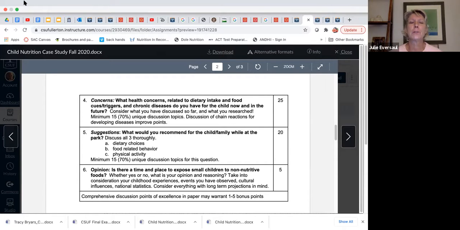Okay, so concerns, again, minimum of 15. That is discussion topics, folks. There are 15 different concerns minimum that you can have. The more effort you apply, like connecting her dietary choices to metabolic risk factors, that's your metabolic syndrome, to your chronic diseases, really bolsters your points, because you're showing a chain reaction of events, how easy this is to evolve in our lives. Number 5, your suggestions.